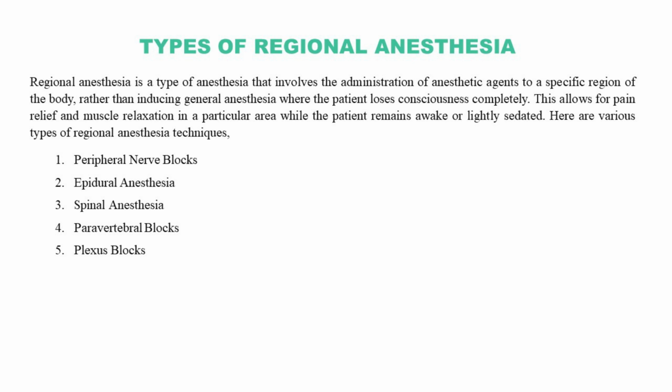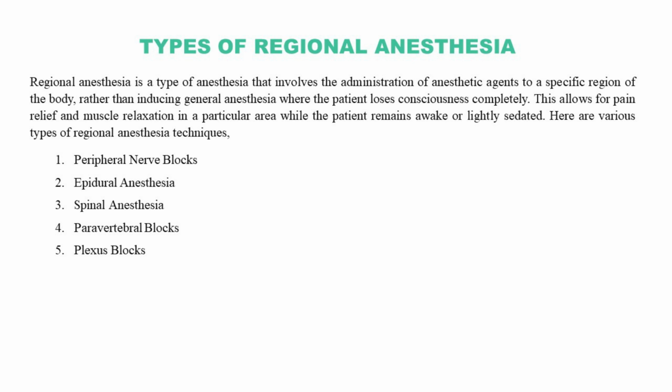5. Plexus blocks. Plexus blocks target nerve plexuses, which are networks of nerves that control specific regions of the body. Common examples include brachial plexus blocks, for upper limb anesthesia, and lumbar plexus blocks, for lower limb anesthesia. These blocks are often used for orthopedic and upper or lower extremity surgeries.